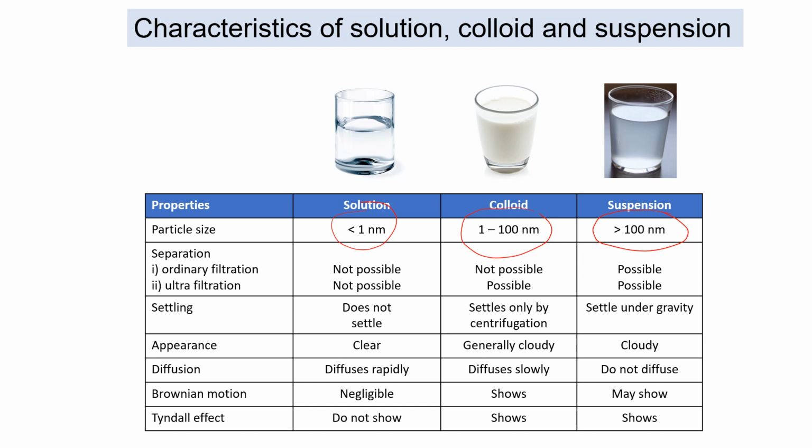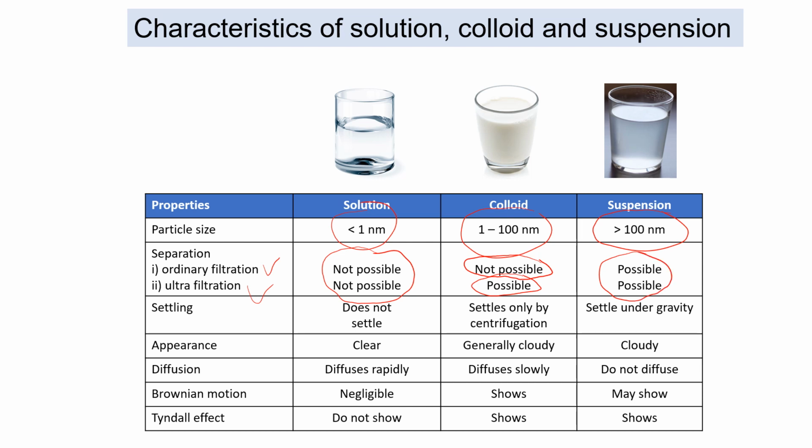The particles can be separated from their medium by using separation techniques, here ordinary filtration and ultrafiltration. For a true solution, it is not possible to use either technique because the particles form a homogeneous solution with the medium. For the colloid, it is not possible to use ordinary filtration, but it is possible to use ultrafiltration. In this case, we can use a polymer membrane to separate the particles. And for the suspension, it is possible to use both techniques because the particle size is much larger.